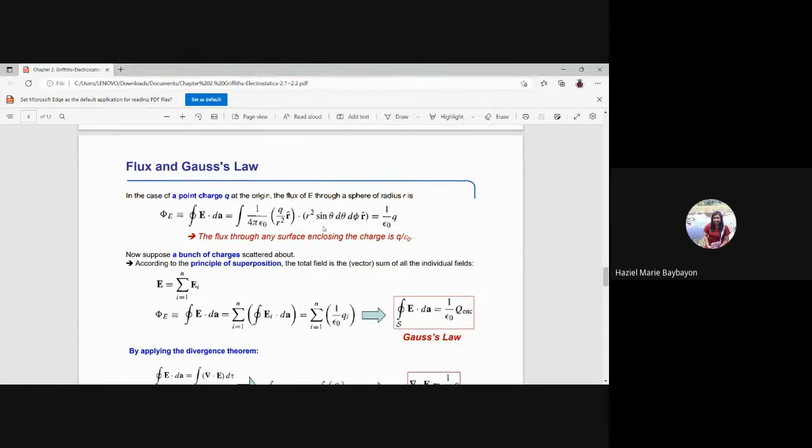So, the integral of sine theta d theta d phi, you will get positive 4 pi. So again, the flux through any surface enclosing the charge is equal to Q over epsilon naught. Now, suppose a bunch of charges are scattered about. So there are other charges. This one is a point charge, class. So how about if we have a bunch of charges? According to the principle of superposition, the total field is the vector sum of all the individual fields.